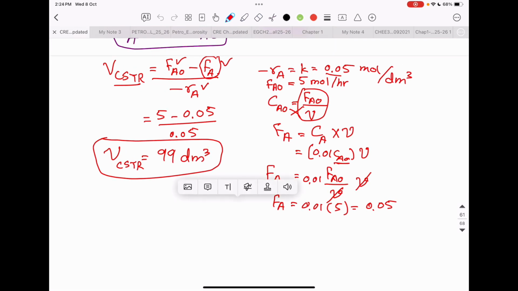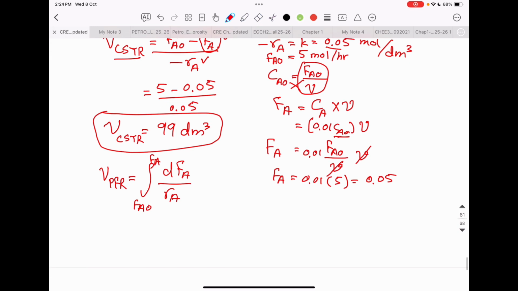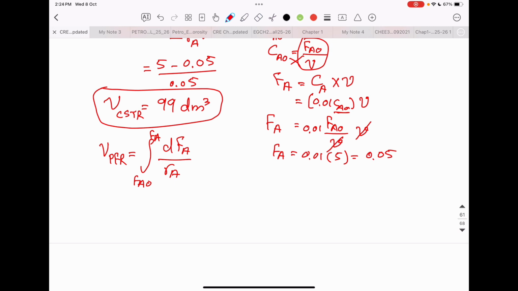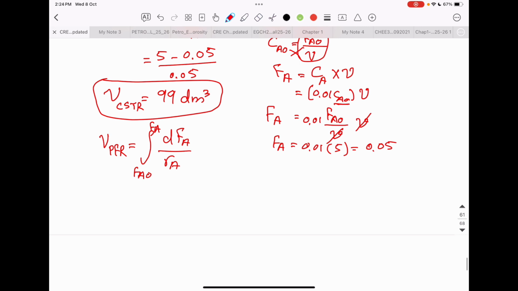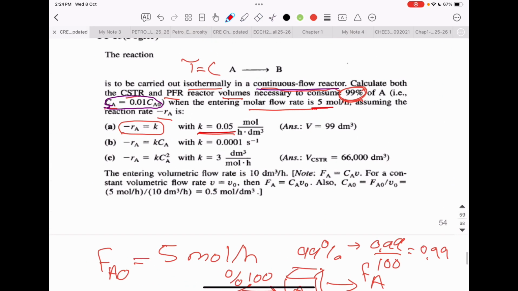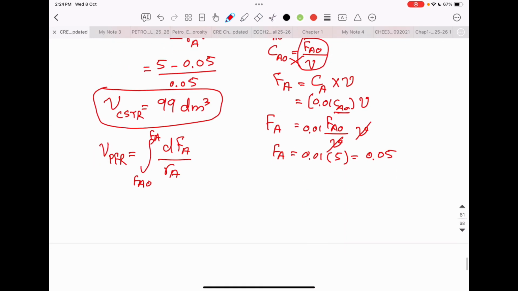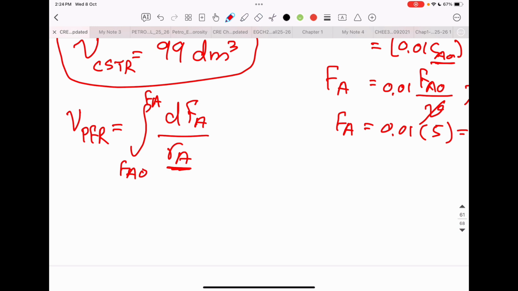Then for the PFR volume, we know that the integral form of PFR is the integral of dFA over RA, with limits from FA naught to FA. So RA is equal to, minus RA is equal to K, so the positive RA is equal to minus K. So we have this minus RA is equal to K.